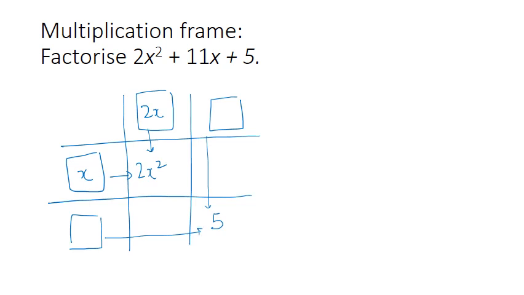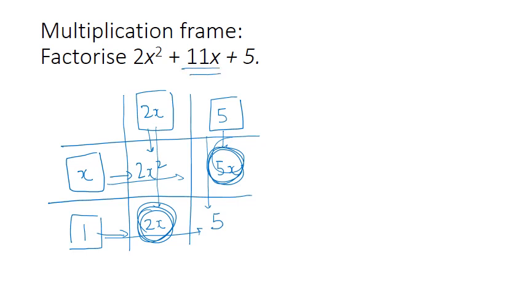So I'm going to put in 5, and I'm going to put in 1 here. So when we multiply 5 times x, we get 5x. We multiply 2x by 1, we get 2x. Now let's see whether when we add these two terms up, does it give us the middle term 11x? Oh, it doesn't. So these guesses of 2x and 5, x and 1 doesn't work.